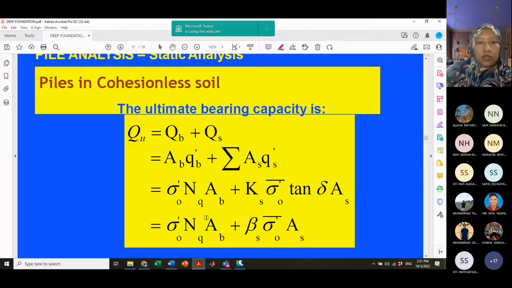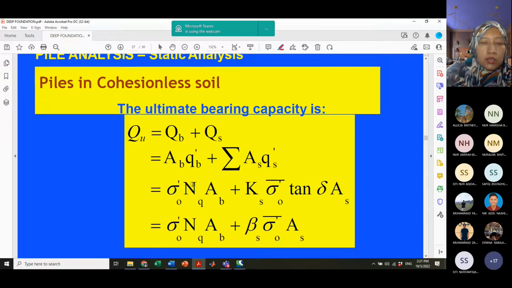Okay, we have touched on the piles in clay ataupun cohesive soil. Now we go to the piles in cohesionless soil. So the piles in cohesionless soil, kalau you look at this one, the first term will be similar, which is QB plus dengan QS. And then the QB is extended as AB times dengan QB plus dengan summation AS QS.